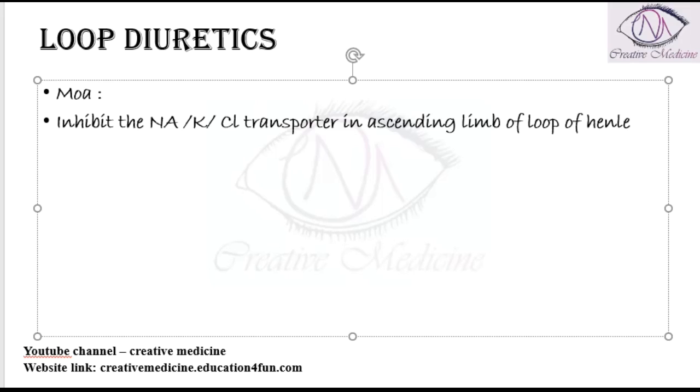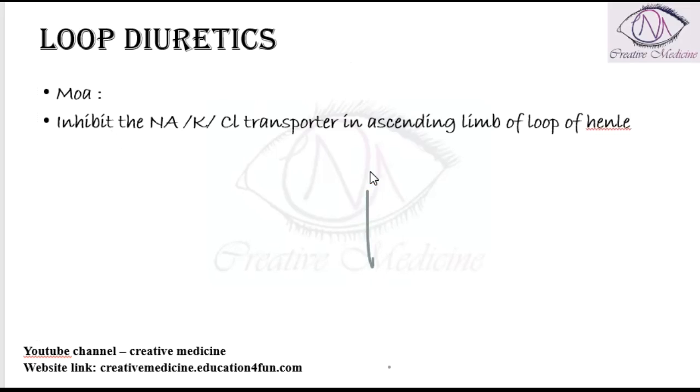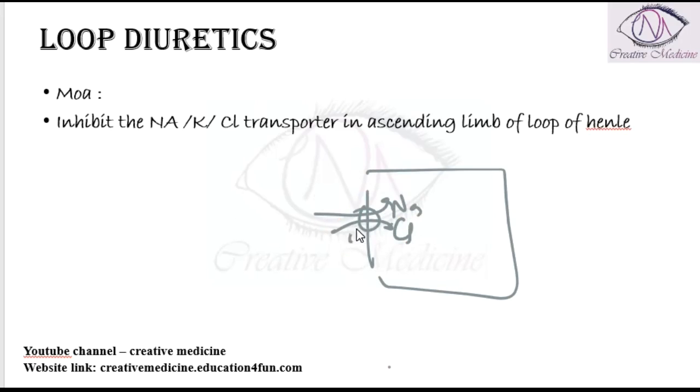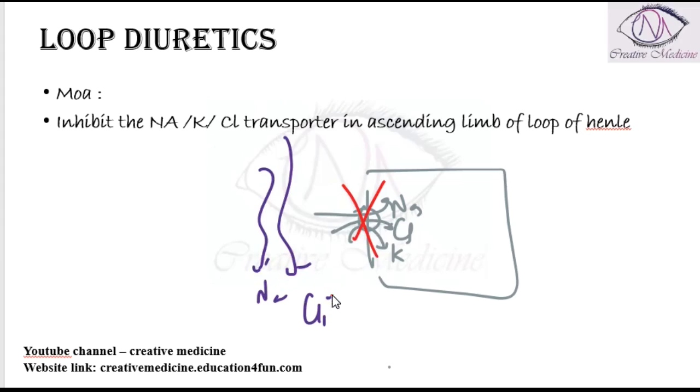So here in the ascending limb of loop of Henle, this transporter is present, which causes absorption of sodium, potassium and chloride. When the loop diuretics block this transporter, there occurs excretion of sodium, excretion of chloride, and excretion of potassium in the urine.